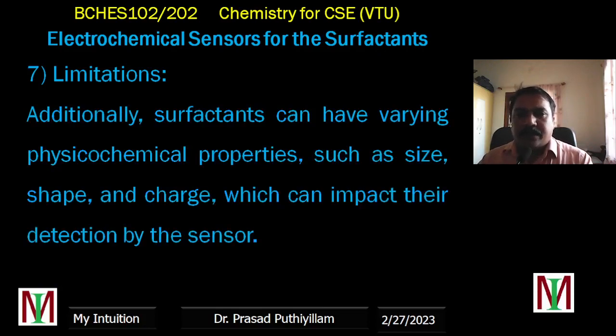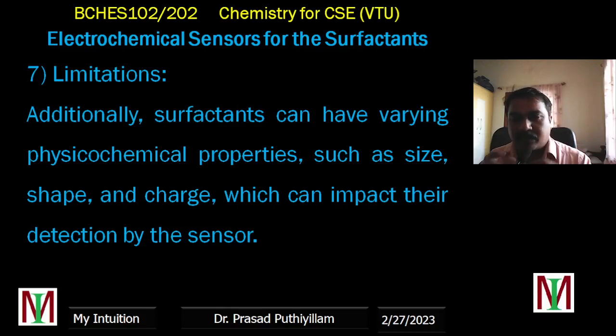Additionally, the surfactants can have varying physicochemical properties such as size, shape, and charge, which can impact their detection by the sensor. Okay, as I said, a complex nature only. Different surfactant molecules have different sizes, different shapes, and different possible charges, and it will impact the detection. If you have a sensor for one particular surfactant molecule, it may not be so accurate for another surfactant molecule. Therefore, we have to consider all the possibilities.